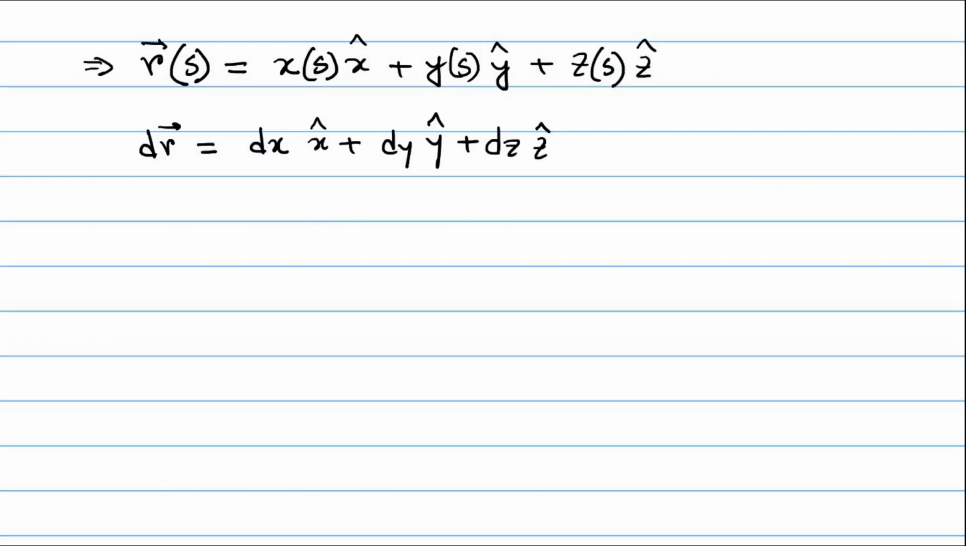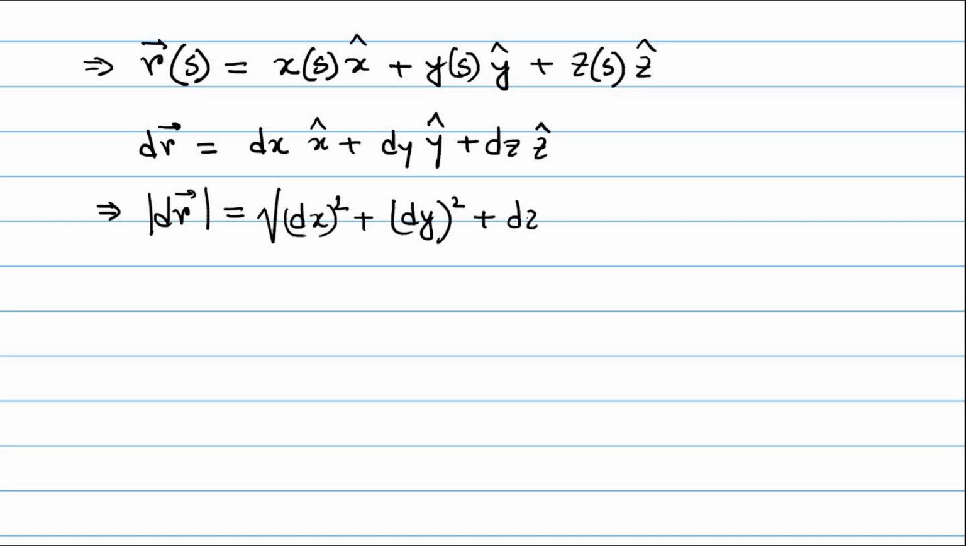We could have started with delta r, so the finite difference between the position vectors of two different points of the curve, and then we could have taken the limits. But since this point is intuitively straightforward, we just write down the differential identity at once, and from this we can find out dr, its magnitude, which is simply according to the rule of vectors, dx whole squared plus dy whole squared plus dz whole squared.